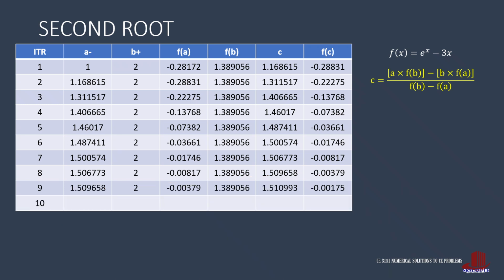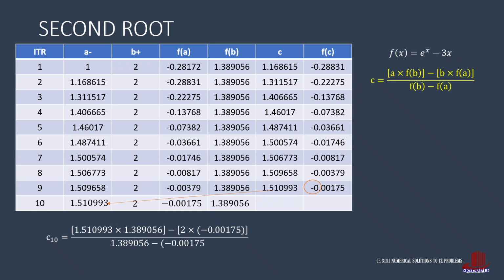Proceed with the same procedure for the 10th iteration, where having a negative FC means A becomes 1.510993 and B stays the same. FA is then negative 0.00175 and FB is 1.389056. C10 is computed to be 1.511608, and plugging this value into the function gives FC as negative 0.00081.